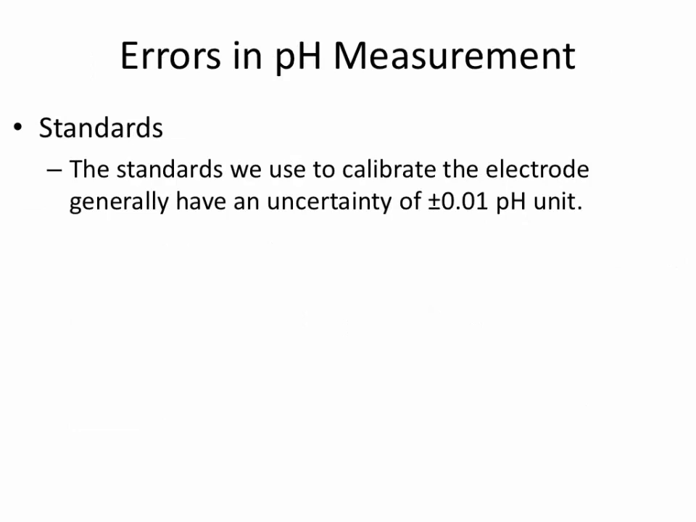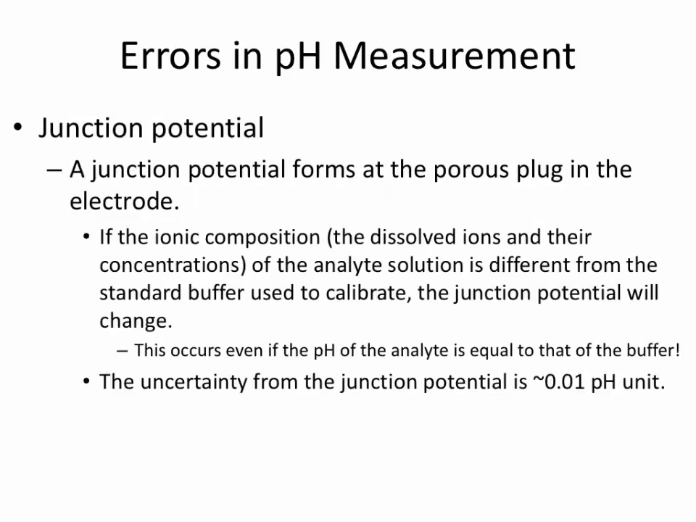First, they can come from the standards. The standards that we use to calibrate our electrode generally have an uncertainty of plus or minus 0.01 pH units. Also, some error can come from our junction potential. Remember that a junction potential forms at the porous plug in our electrode, and if the ionic composition, that is the dissolved ions and their concentrations, of our analyte solution is different from the standard buffer that we use to calibrate, then the junction potential will change. And this will occur even if the pH of the analyte is equal to that of the buffer. Now the uncertainty from the junction potential is about 0.01 pH units as well.